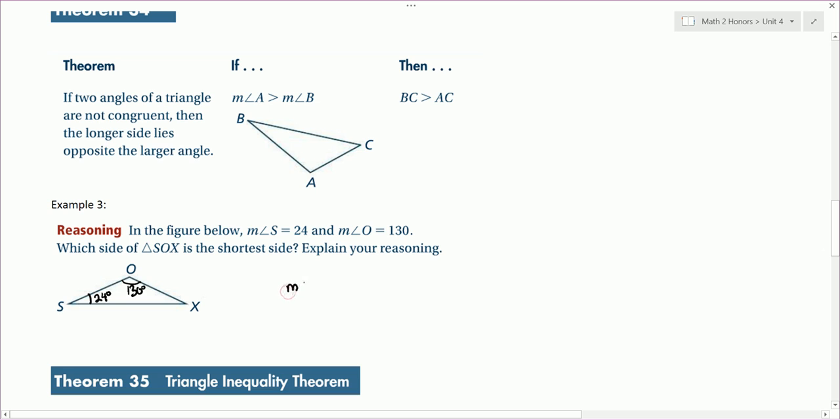So the measure of angle X plus 24 plus 130 is 180 degrees, because the sum of the three interior angles add up to 180 degrees. So the measure of angle X plus 154 is 180. Subtract 154 from both sides, and we get the measure of angle X is 26 degrees.